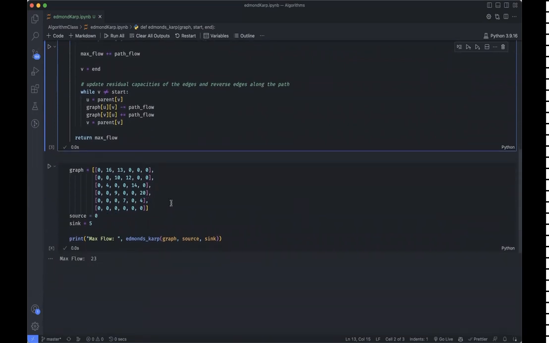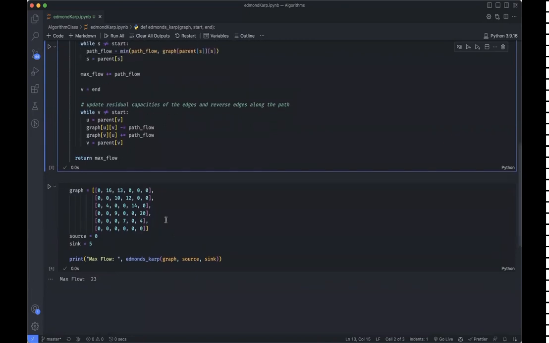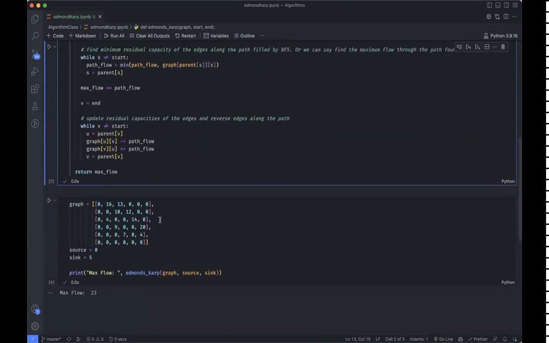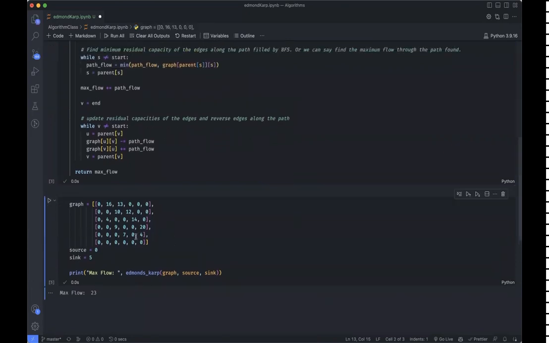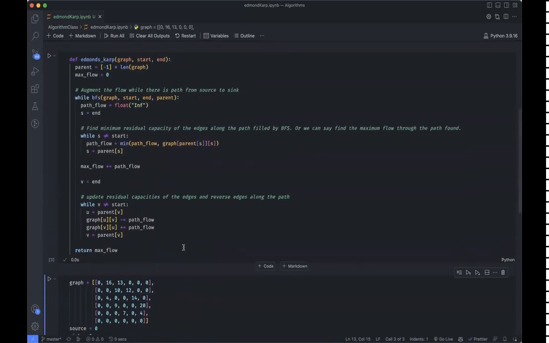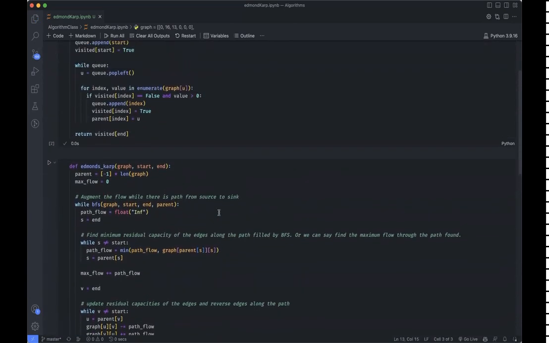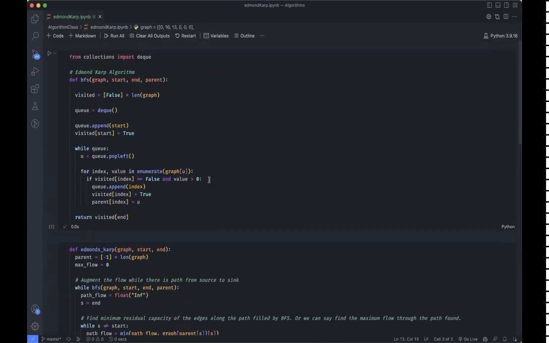So here we have taken the same example which we demonstrated just now, and when we run this example we do get the same value of 23. And this is pretty much the whole source code of how the Edmonds-Karp algorithm is implemented.